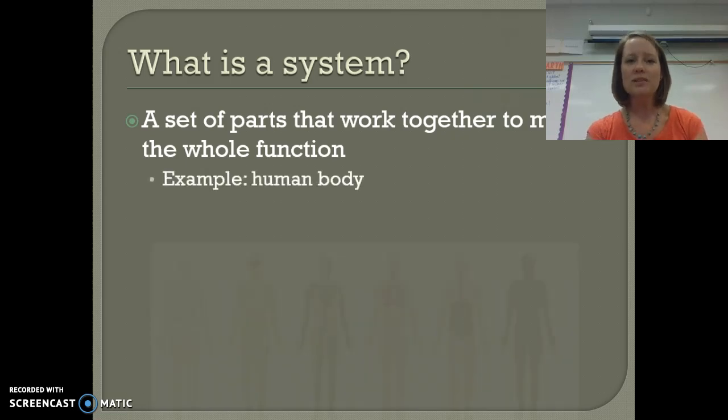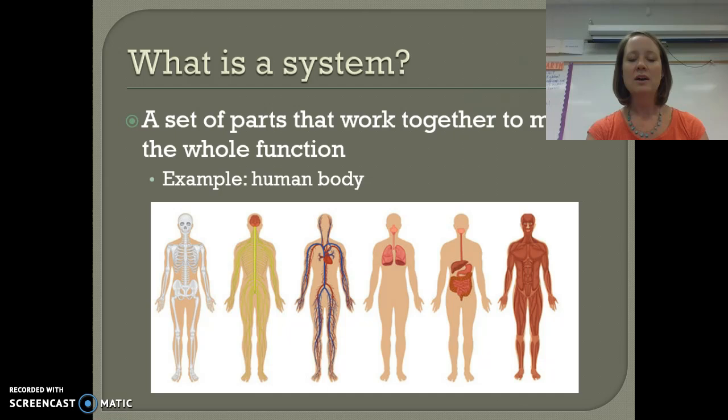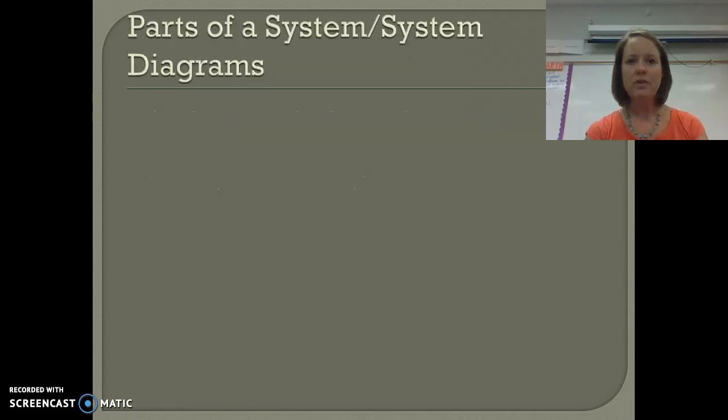For example, we can think of the human body as a system. There are various systems that work together, like the nervous system, endocrine system, digestive system, respiratory system, and we need each of those parts to support our living, breathing bodies. If we take one away, then our system is no longer going to work. There are various parts to the system, and we're going to use models or diagrams to demonstrate the various systems that we talk about throughout the year.